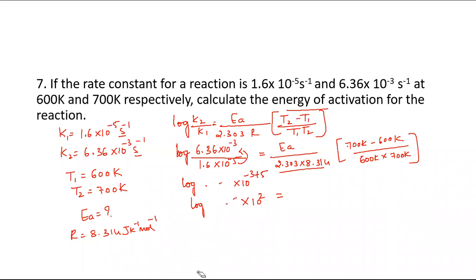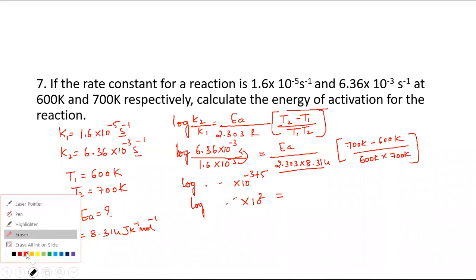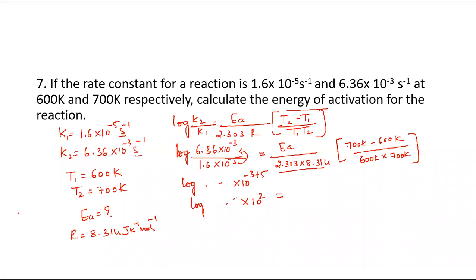Okay. 6.36 divided by 1.6, right? So yes, it is correct. Yes, it was correct. That is 3.975. I thought my calculator was not working. It is correct. Okay, right.